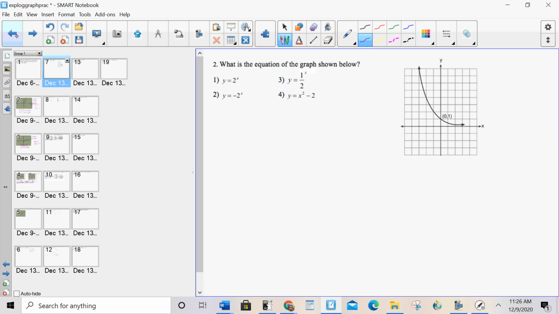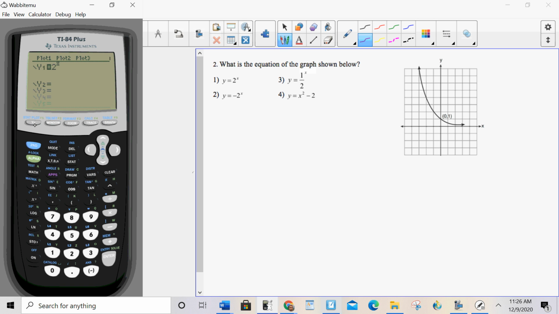Okay, for number 2, again, the best way to take a look at this is to go through each choice. Choice 1, 2 to the power of x. Is that right? No. Choice 2 is negative 2 to the power of x. That does not look right.